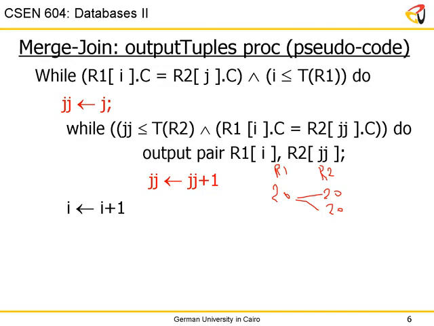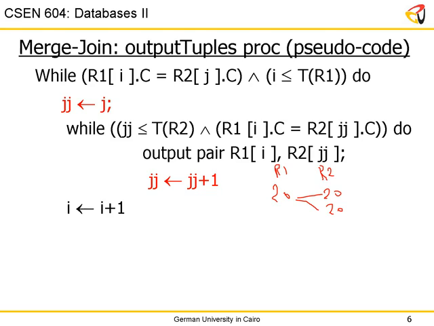Now inside the output tuples function, this is what I have been describing 2 slides ago. What's going to happen is, as you see highlighted in red, this jj pointer is an additional variable that gets initialized with the value of j, and then I start moving the j downward. The j is the one that moves through R2. So while jj is not beyond the last row in R2, and as long as R1 of I.C is equal to R2 of jj.c, I will output the pair, which, if we're just printing it on the command line, is going to be like system.out.println.